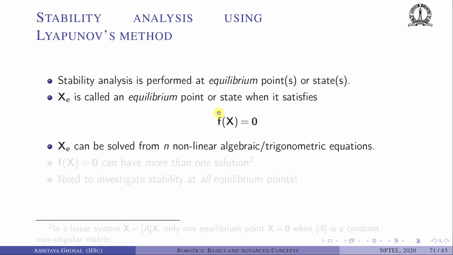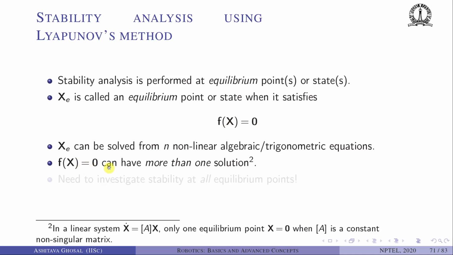Okay, so we can solve these nonlinear algebraic trigonometric equations and obtain the solution which satisfies f of x equal to 0. If not analytically, definitely numerically. The interesting thing is f of x equal to 0 can have more than one solution. Okay, it's a nonlinear equation. So for example, if you say sine of x equal to 0, x could be 0 or n pi, where n could be 1, 2 and so on. So it can have more than one solution.